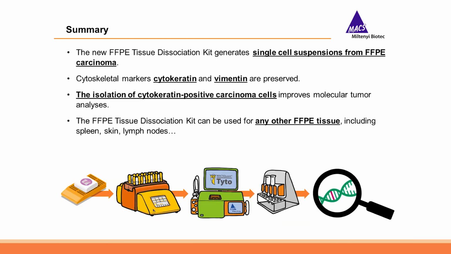Okay, so as a summary of this webinar, now with the FFPE Tissue Dissociation Kits, it is possible to generate a single-cell suspension from FFPE carcinoma, and we preserve the cytoskeletal markers cytokeratin and vimentin. And by using these two markers, you can isolate cytokeratin-positive carcinoma cells or vimentin-positive non-tumor cells to improve molecular tumor analysis. I'd like to just mention that the FFPE Tissue Dissociation Kit can be also used for any other FFPE tissue, including spleen, skin, and lymph nodes, for example.